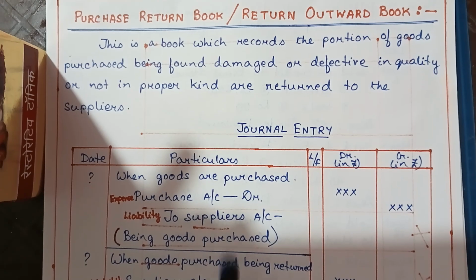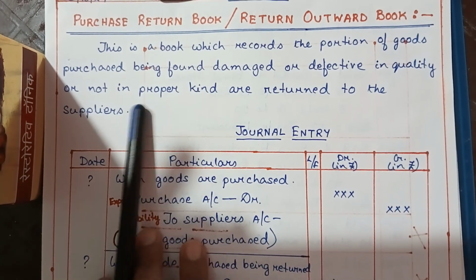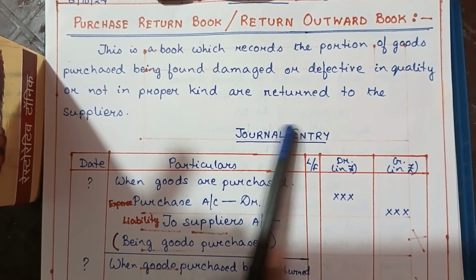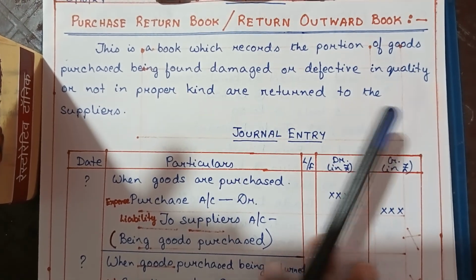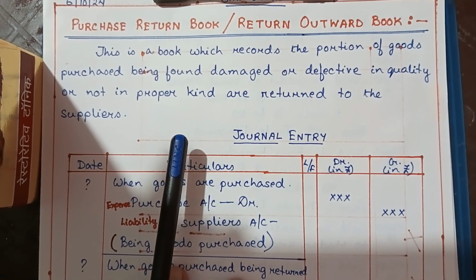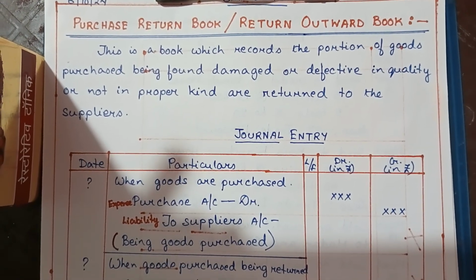Hope you have understood what is purchase return book. It is a book which records all the defective or damaged goods which are being returned to the suppliers after being purchased. So hope you have understood.